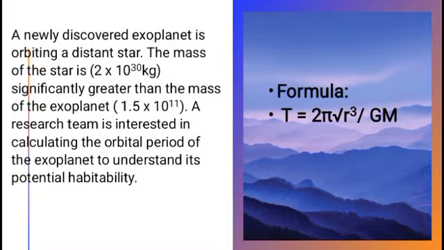Now, imagine a newly discovered exoplanet orbiting a distant star. If the star's mass is 2 times 10 raised to the power of 30 kilograms and the planet's distance is known, scientists can calculate the orbital period using the same formula, T equals 2 pi square root of r cubed over GM. Knowing how long the planet takes to orbit its star helps astronomers understand its temperature, seasons, and whether it could possibly support life.